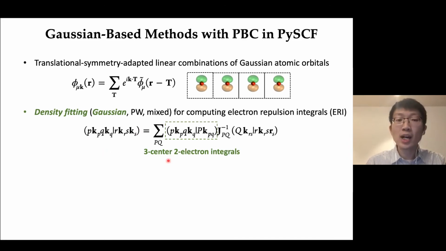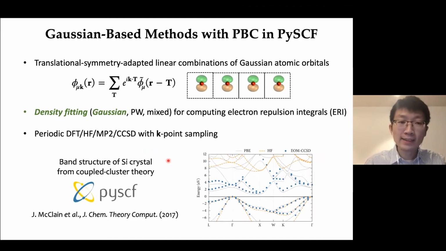Instead, we compute 3-center two-electron and 2-center two-electron integrals. And this type of scheme has enabled periodic DFT, Hartree-Fock, MP2, and CCSD calculations for solids with Brillouin zone sampling. And here I'm just giving you one example, which was published back in 2017, where the authors describe the possibility to use equation of motion coupled cluster theory to compute band structure for solids, for example, silicon crystal.